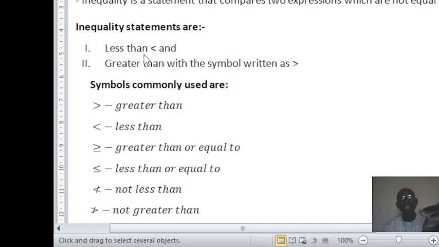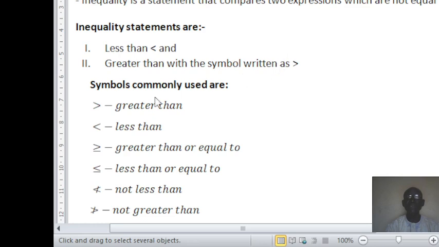If you look at my left hand, in my primary school days, this is how our teacher demonstrated it to us. You watch the angle here. You see how it looks, look at the angle that is formed. So we call it less than, this sign. Number 2, you see this symbol, greater than, written as this.